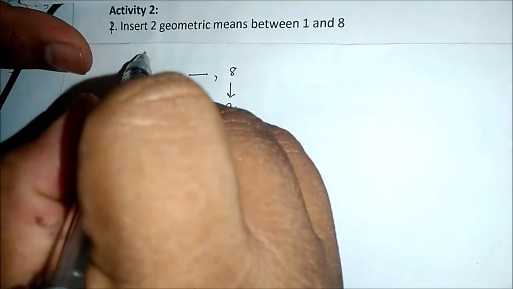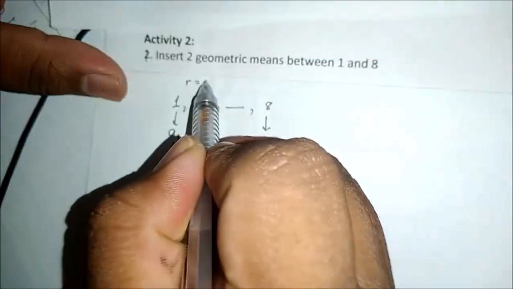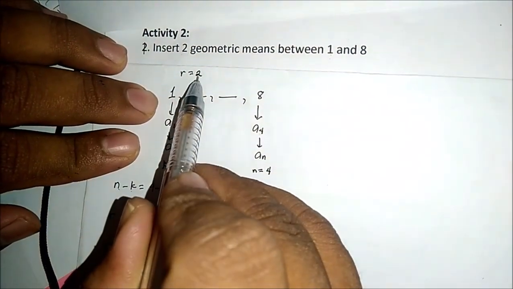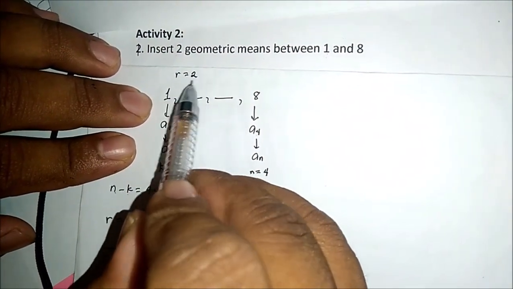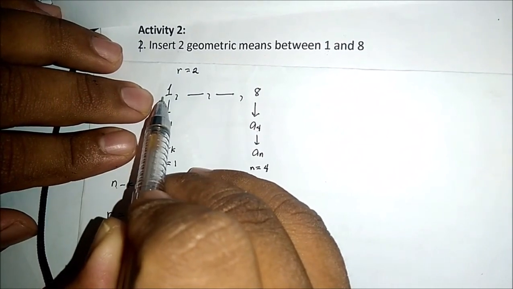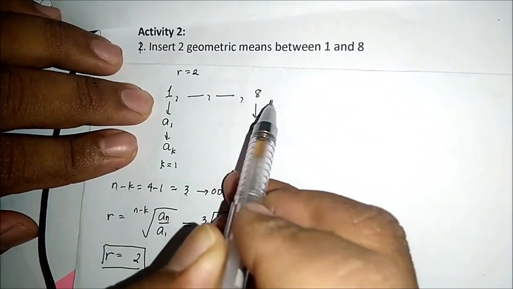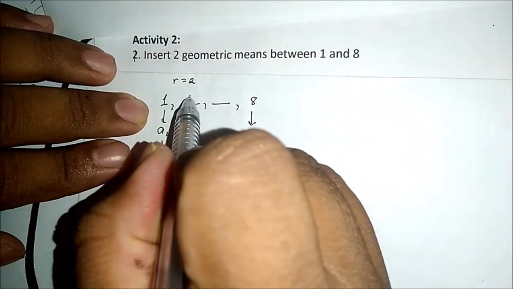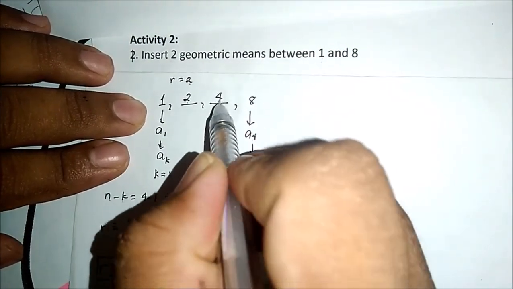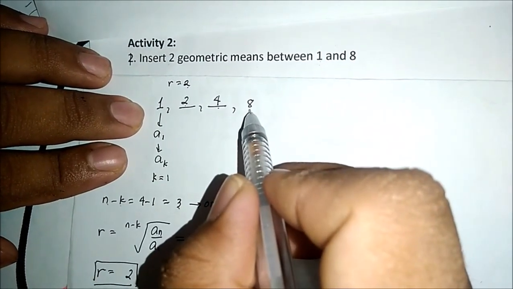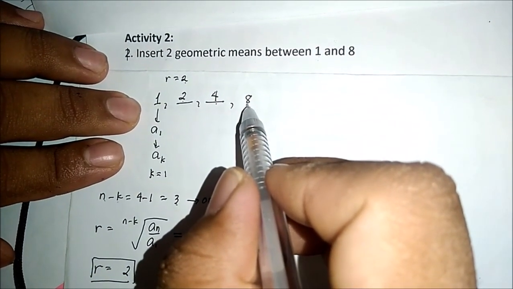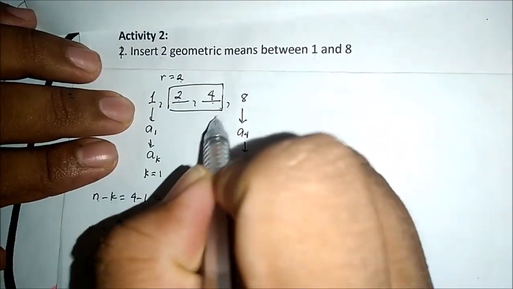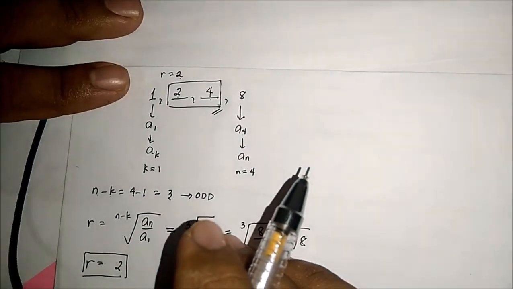So, let us write our common ratio here para mas madaling mag-check, no? So, we have 1 times 2. Remember that the common ratio is multiplied to the preceding term to determine the next. So, tina-times natin yung common ratio to determine the next terms. 1 times 2 is 2. 2 times 2 is 4. 4 times 2, that would be 8. So, therefore, the two geometric means between 1 and 8 are 2 and 4. That's simple. Napaka-simple lang.